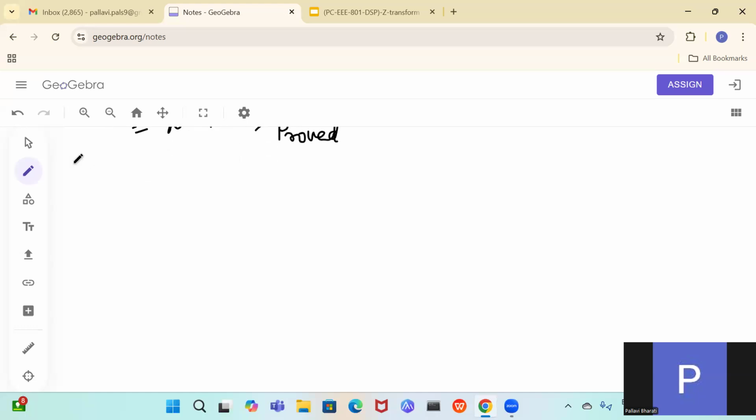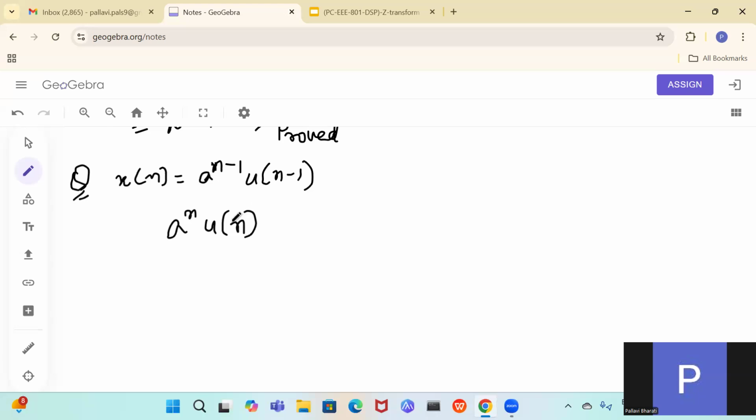Okay, now let's do a question on this. The question given over here is x of n equals a to the power n minus 1, u of n minus 1. For this discrete time signal, if you see, this is a shifted version of what? Originally, the signal would have been a to the power n u of n, and now you are shifting it by 1. That's why this has come.